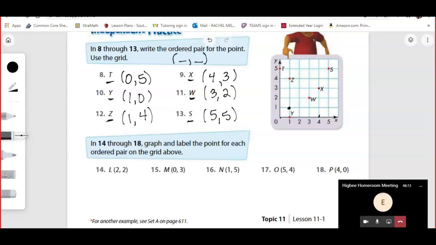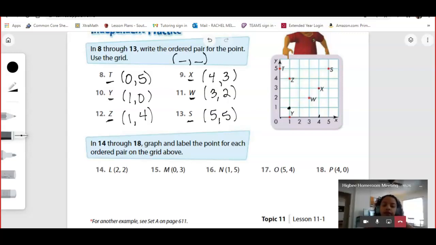All right, who would like to read the directions for 14 through 18? Raising your digital hand, please. Lyric, go ahead and read those directions for us. In 14 through 18, graph and label the point for each ordered pair on the grid above. We're still using the same grid, only this time we're graphing and labeling. When they say label, they just mean put the dot and then the letter that represents the dot. Here's where you're going to describe for me what to do. Who would like to describe where L needs to be put?